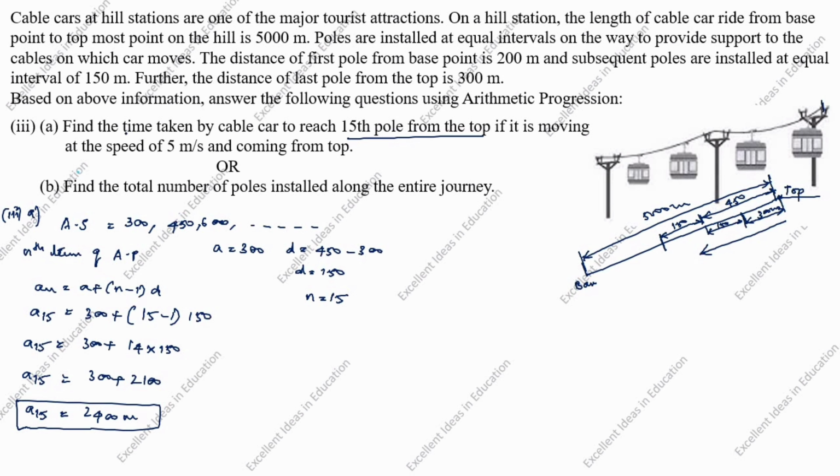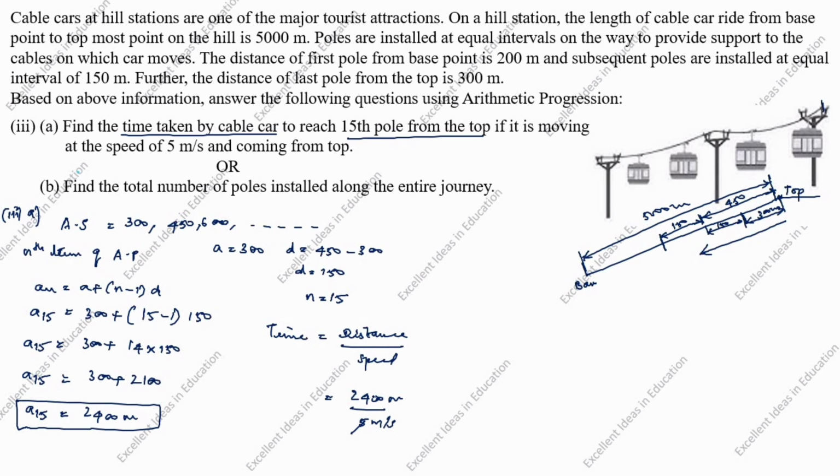Now we have to find the time taken by the cable car. What is the time formula? Time is equal to distance by speed. What is distance? This is the distance. a15 is equal to 2400 meter, right? This is the distance, the 15th pole distance. 2400 divided by speed, which is given as 5 meter per second. So 5 meter per second, here is meter.